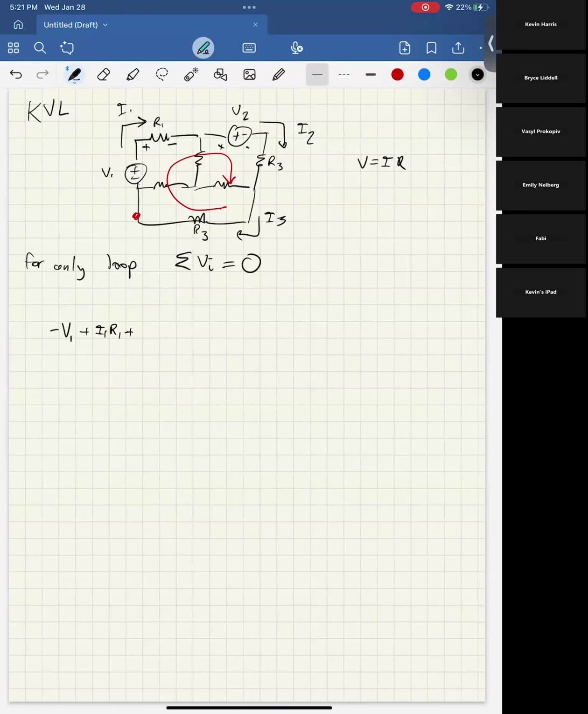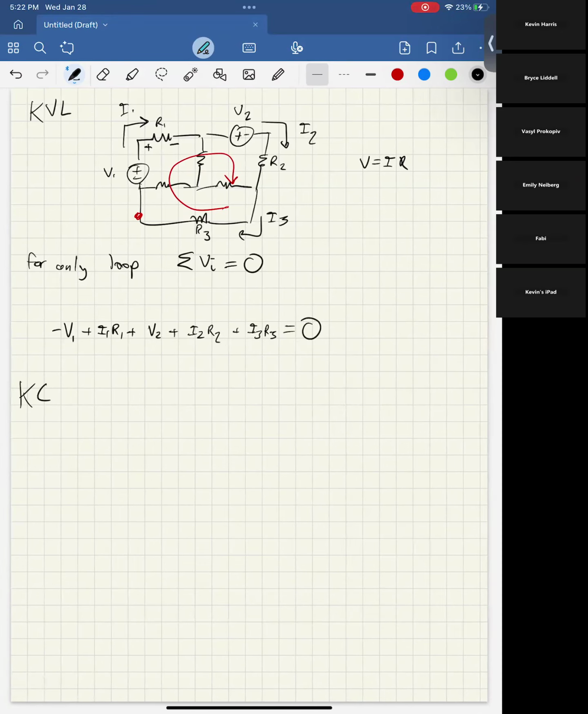And then for the next voltage source, we actually have a voltage drop in the direction of current. So this one would actually be dissipating power, which might be a bit confusing. I haven't actually put numbers on here, but that's how it would be represented in the equation, right? And then for that resistor, you'd have I2R2. And then for the last thing, you'd have I3R3 equals 0. And that's an equation you can use to solve the circuit.